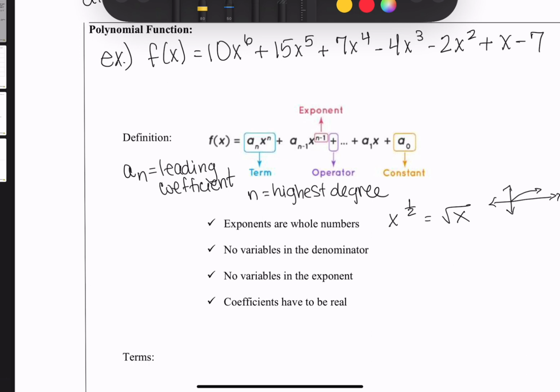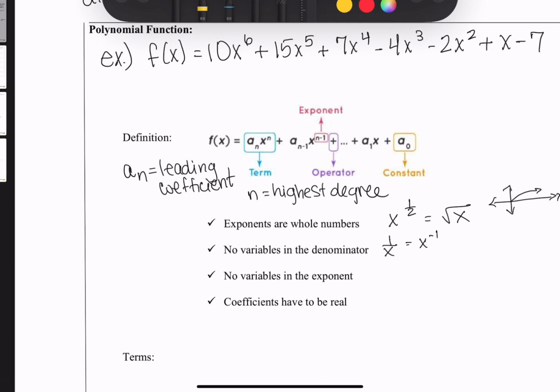You also cannot have any variables in your denominator. All right, let me give you an explanation for that. So 1/x is not a polynomial function. We can also write this, now that we know about negative exponents, as x to the -1. So if you have negative exponents, remember that basically we have to take the reciprocal of that base, so you end up with a variable in the denominator.